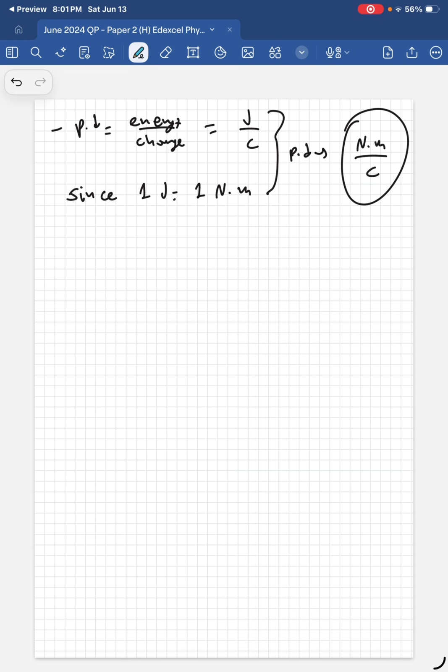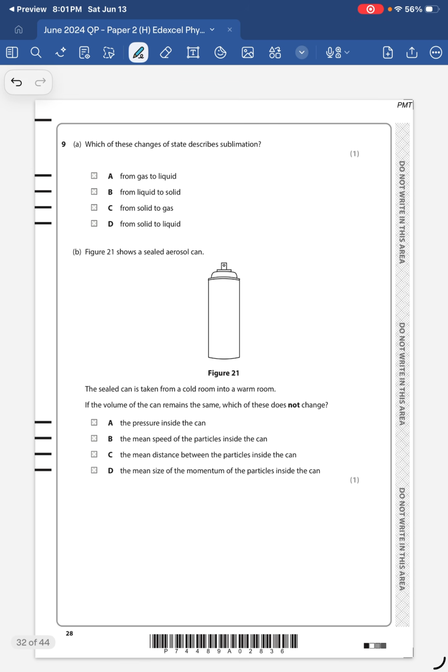Okay, I don't think I ever encountered this before in my life, the volt expressed that way, but it's legit. So let's move on.